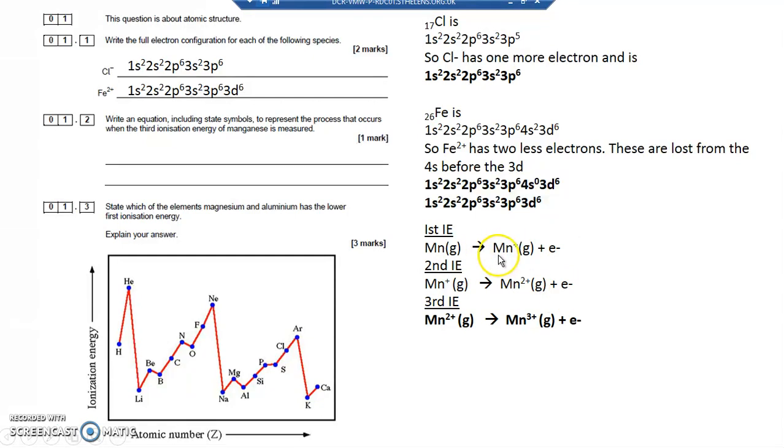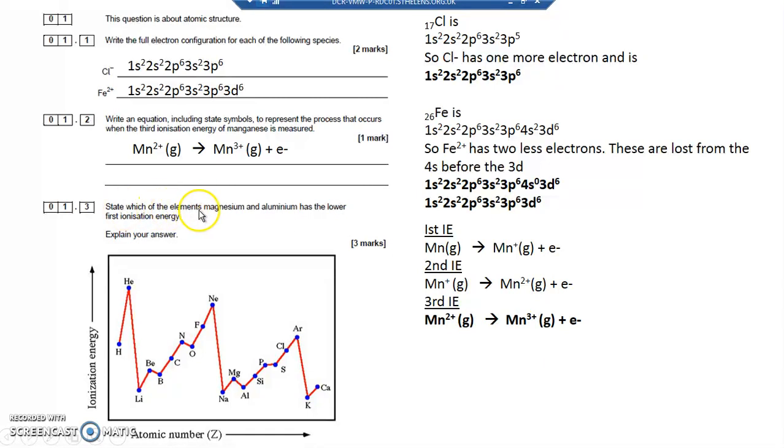Second ionization energy is to do that again, but with 1 mole of Mn+ ions to make 1 mole of Mn2+ ions plus 1 mole of electrons. And then the third ionization energy to do it again to remove the third electron. So 1 mole of Mn2+ gaseous ions making 1 mole of Mn3+ gaseous ions plus an electron.